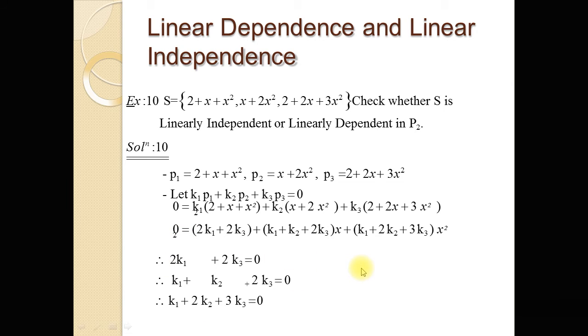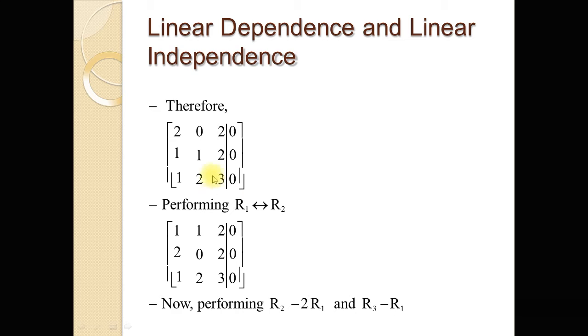Now we are going to solve this homogeneous system. Suppose this is the augmented matrix: 2 0 2 0, 1 1 2 0, 1 2 3 0. To convert this augmented matrix into echelon form, we perform row operations. Now interchanging the first row and second row: 1 1 2 0, 2 0 2 0, and 1 2 3 0. Now multiplying the first row by 2 and subtracting from R2, and subtracting the first row from R3, these two numbers will be 0.